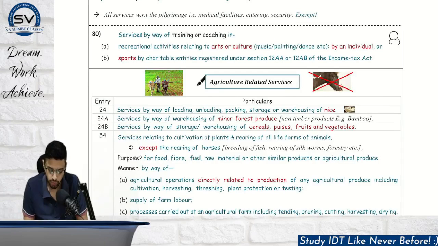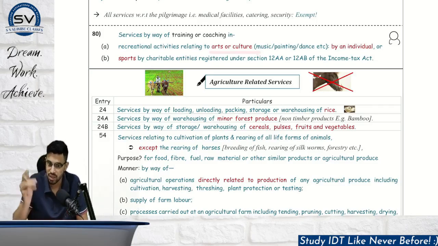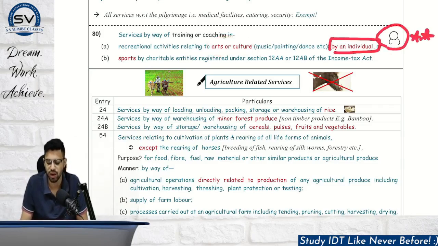But now see carefully, recreational activities of arts culture by an individual. So here basically 2 points to be focused upon. First, we are talking about recreation related to arts and culture only. Some kind of folk dance, cultural related, some painting, drawing. So this is arts and culture. Except arts and culture, if there is some recreation activity, let's say sports, that is not covered here. Okay, recreation is a wide word, but this will restrict the meaning. And second point to be noted, this is exempt only if given the services provided by an individual.